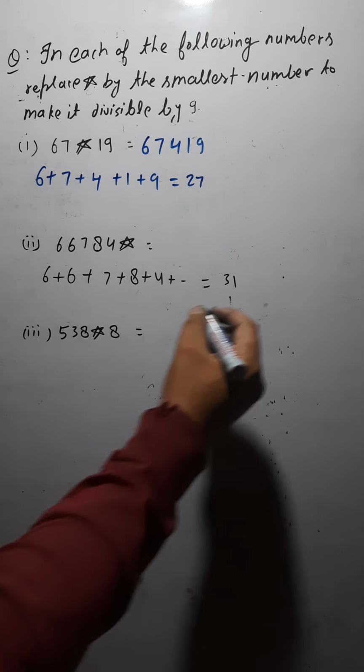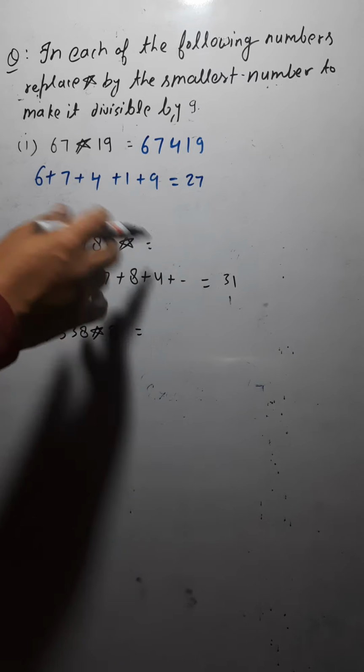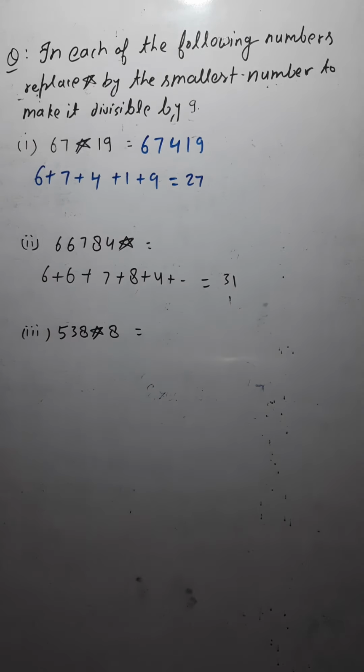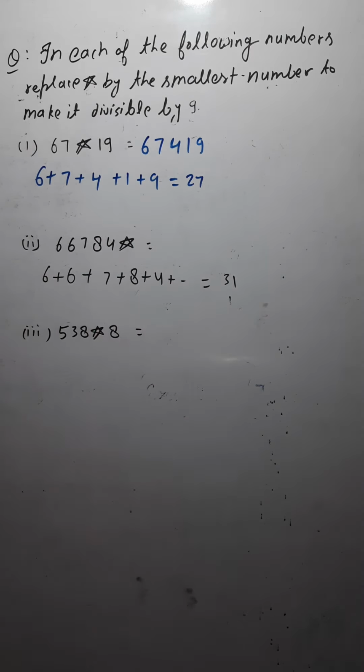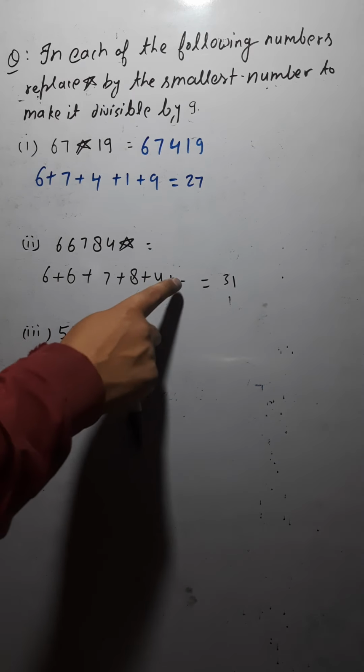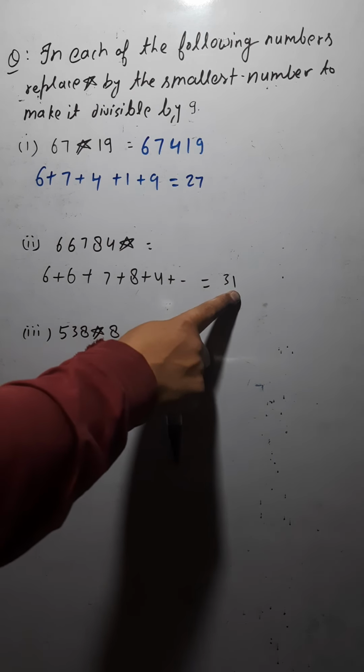27 plus 4 is 31. Now what should I write here so that it could be divisible by 9? If I write 0, the sum would be 31. If I write 1, it would become 32. If I write 2 here, it will become how much?